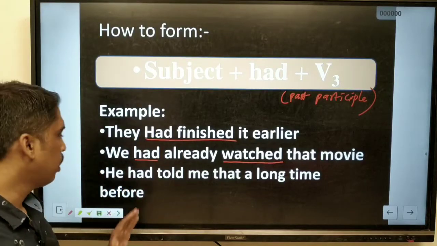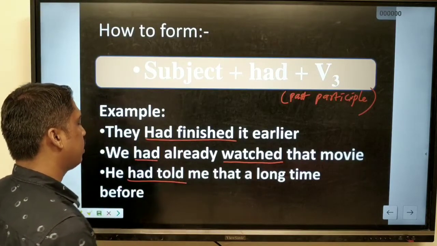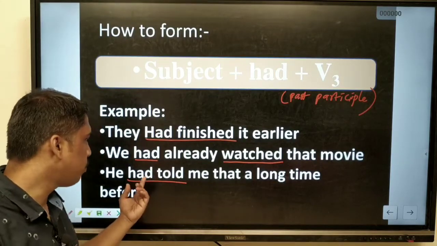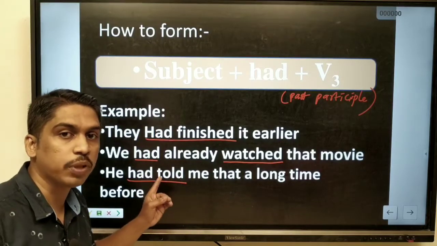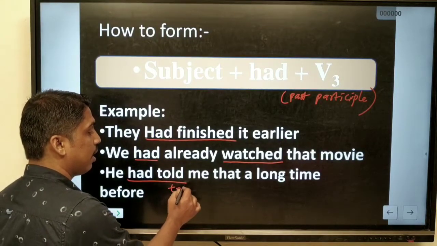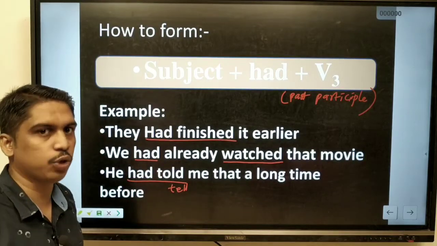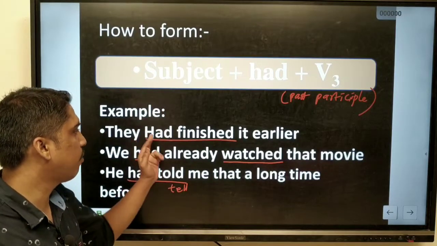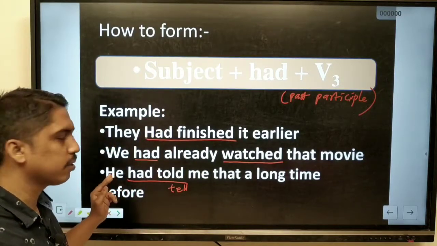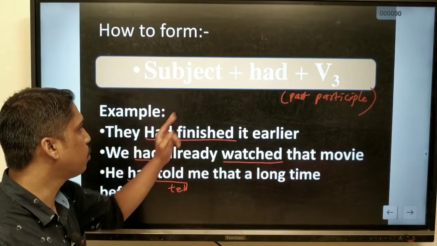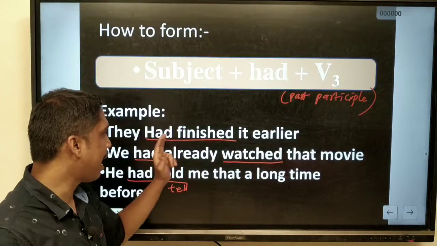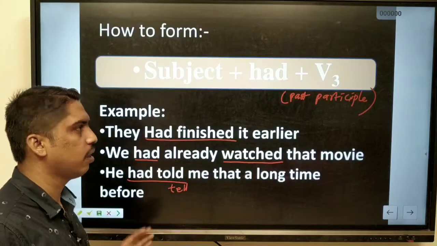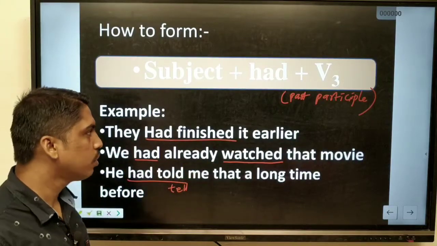And the last one, he had told me that a long time before. അവന് ഒരുപാട് കാലം മുമ്പേ എന്നോട് അത് പറഞ്ഞിട്ടുണ്ടായിരുന്നു. So which one? Had told. Told is the verb 3 of which one? Tell. Yes, it is the verb 3 of tell. So he had told me that a long time before. These are some of the examples. In every sentence, whether the subject is singular or plural, we always use had plus verb 3. Had finished, had watched, had told. Clear? Understand? Yes. Now we can go to another topic.